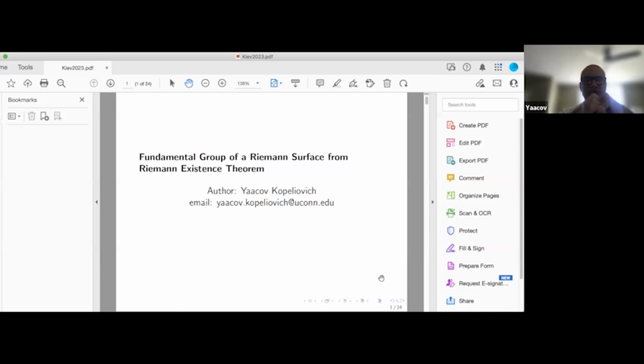So what I want to discuss today is a work in progress. I'm not sure if it's even going to materialize into something publishable. I thought it's still interesting. So it's the fundamental group of a Riemann surface from what I call the Riemann existence theorem.